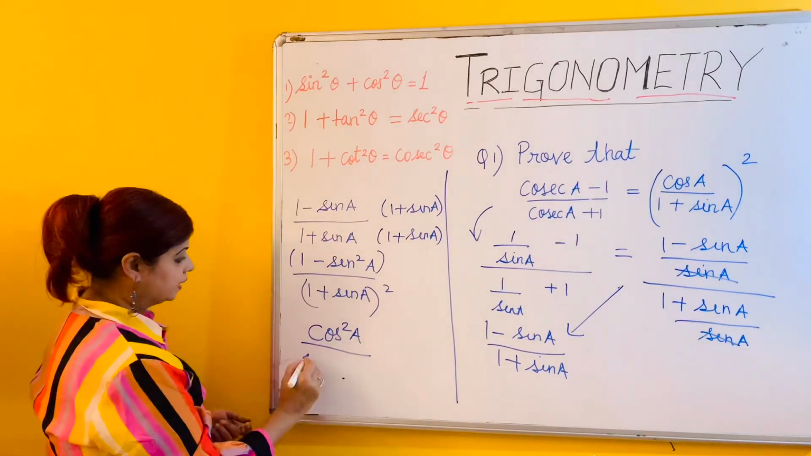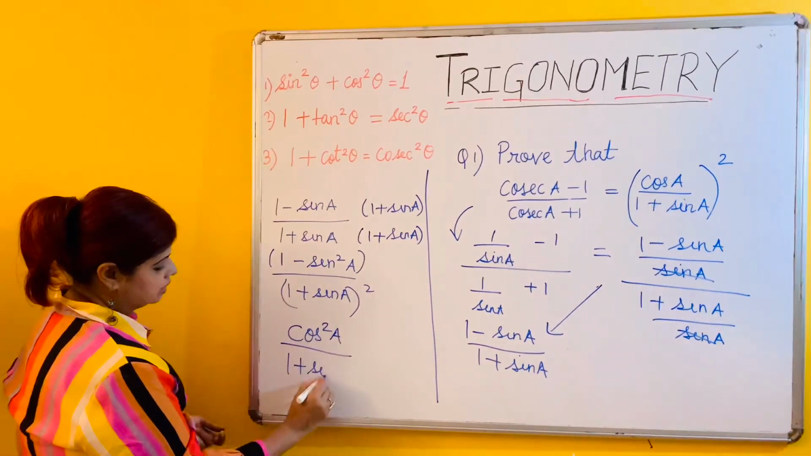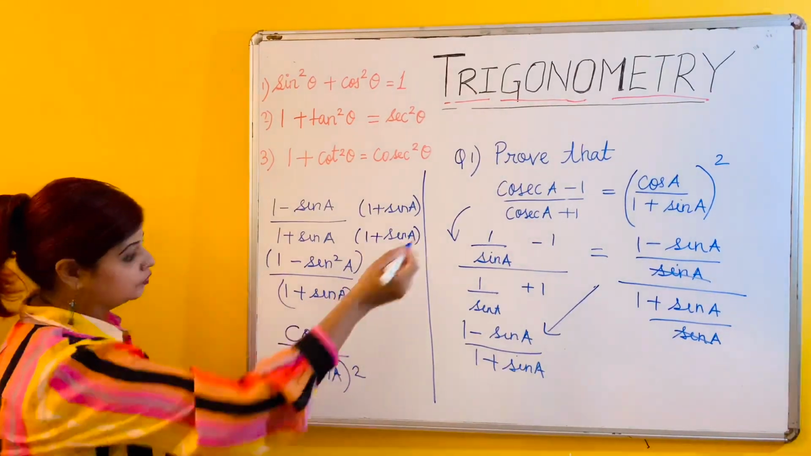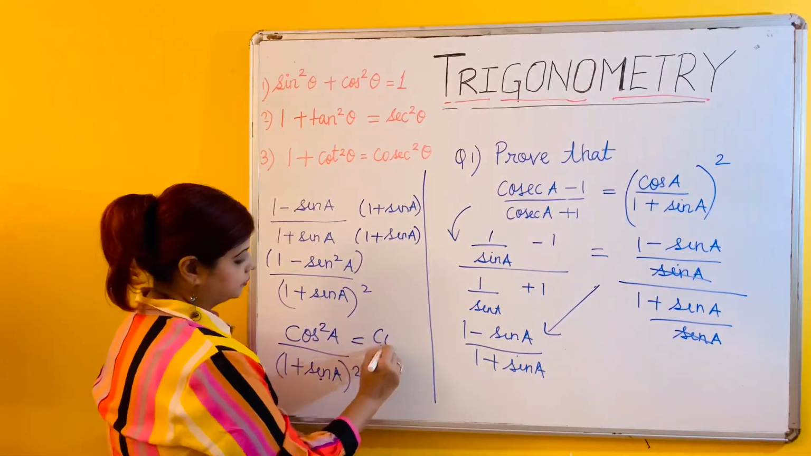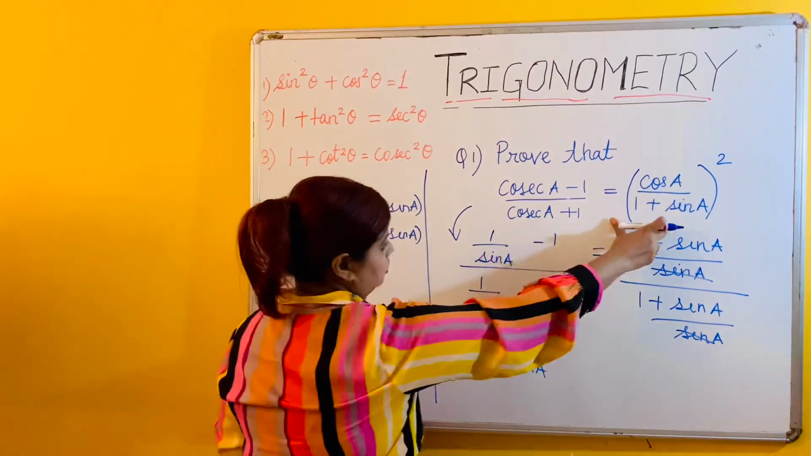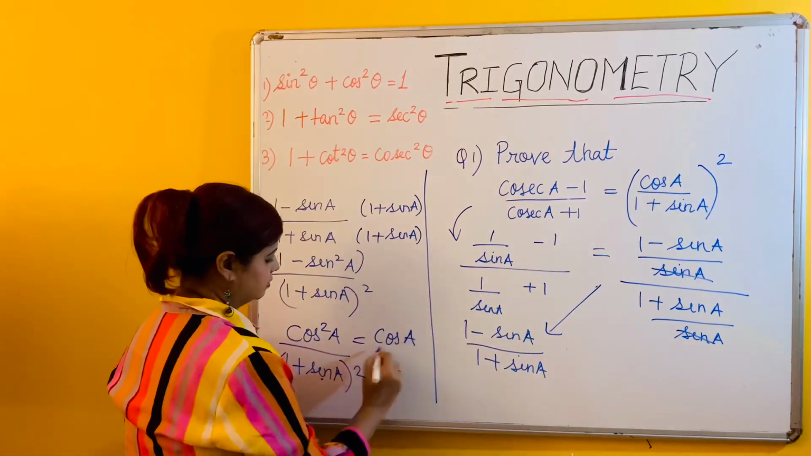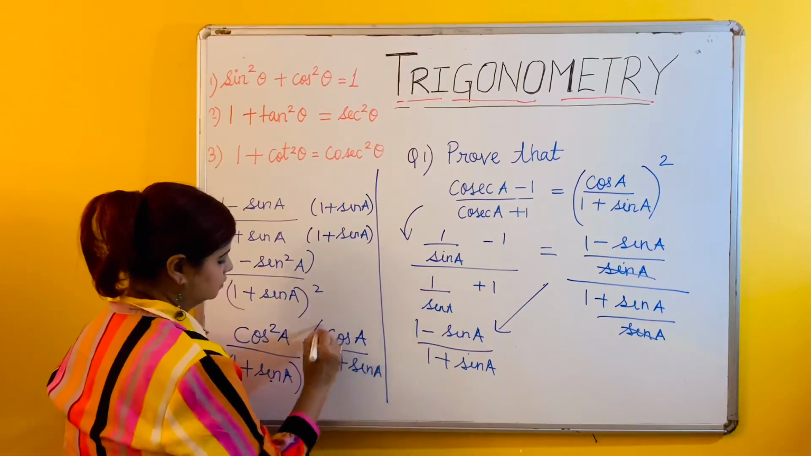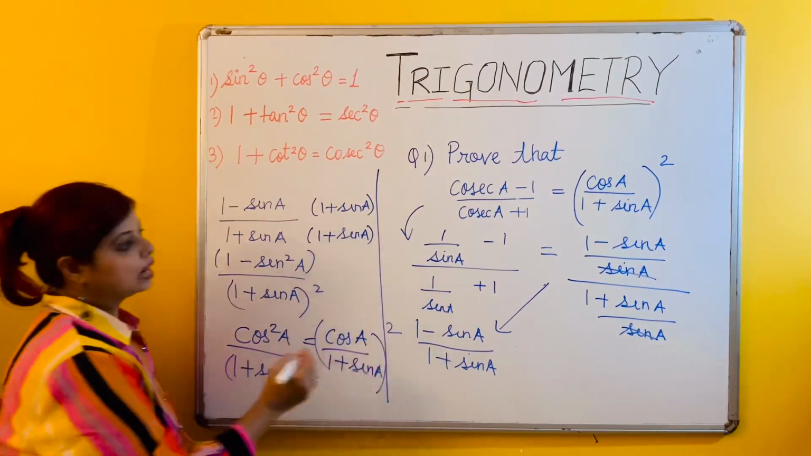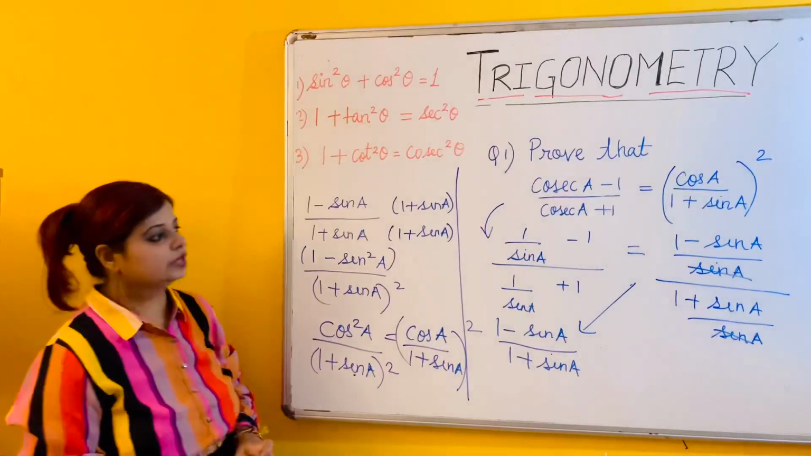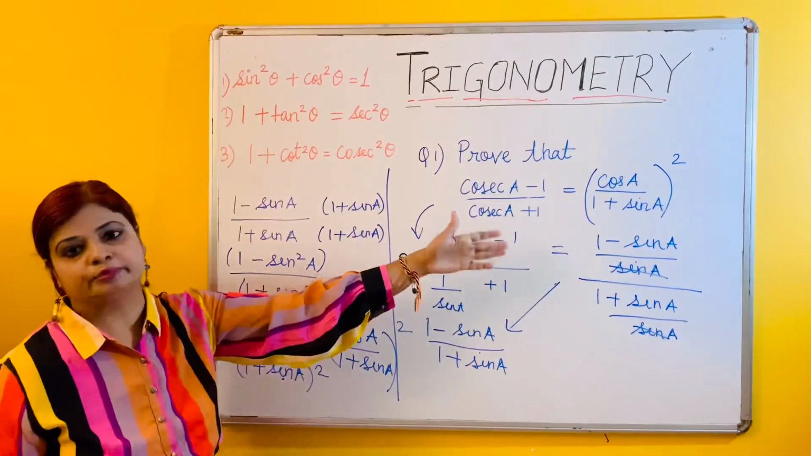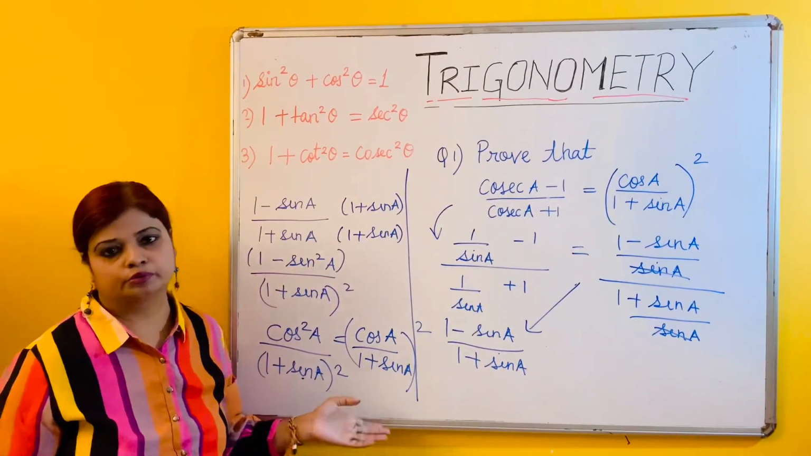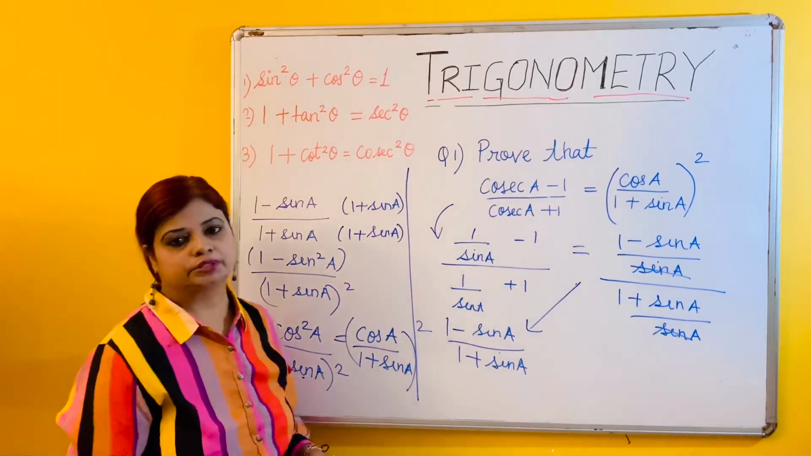So it is cos square A by 1 plus sin A whole square, and if you see, we have already come to this term. Okay. So it is cos A by 1 plus sin A, and this is equal to whole square. So this is how you are going to prove it. So we can take one term and you can bring it to equal to the other term. So this is how you are going to prove it. So let's do another question.